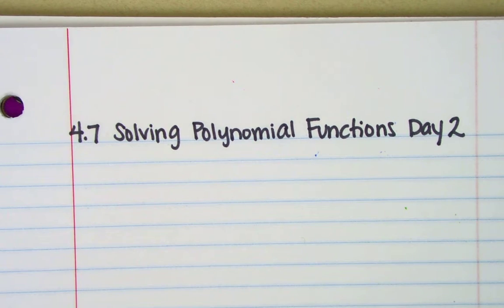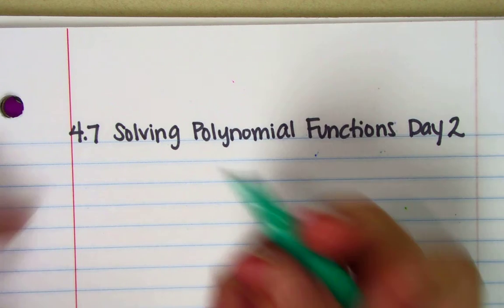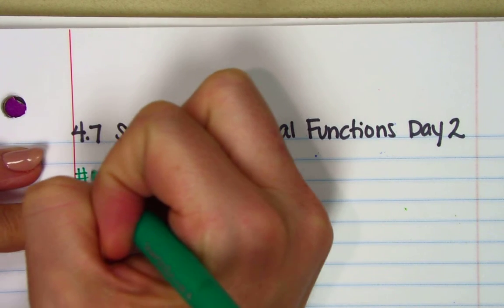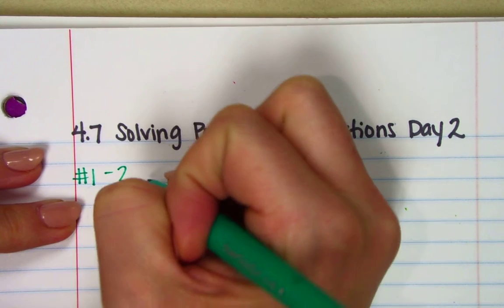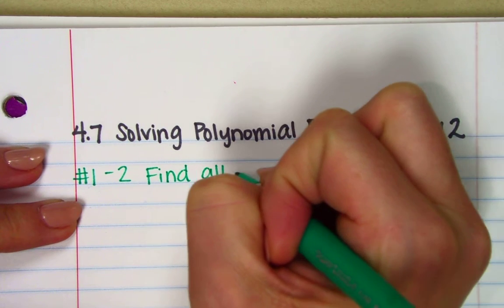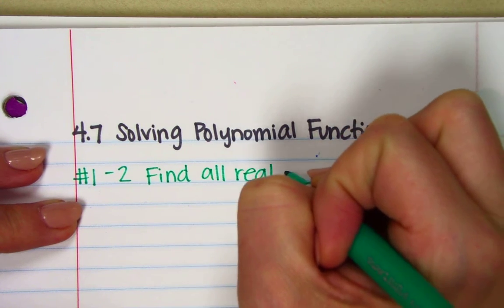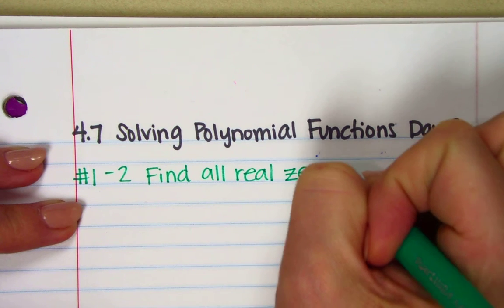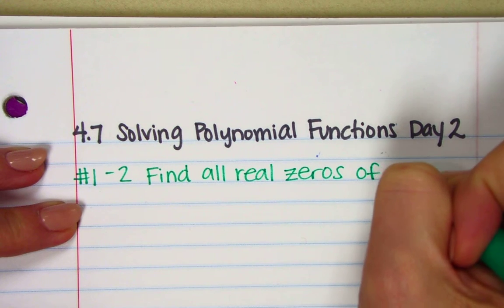Okay, so on the first two problems, we're going to have the same instructions. So I'm going to write that out. Okay, on number 1 through 2, find all real zeros of the function.